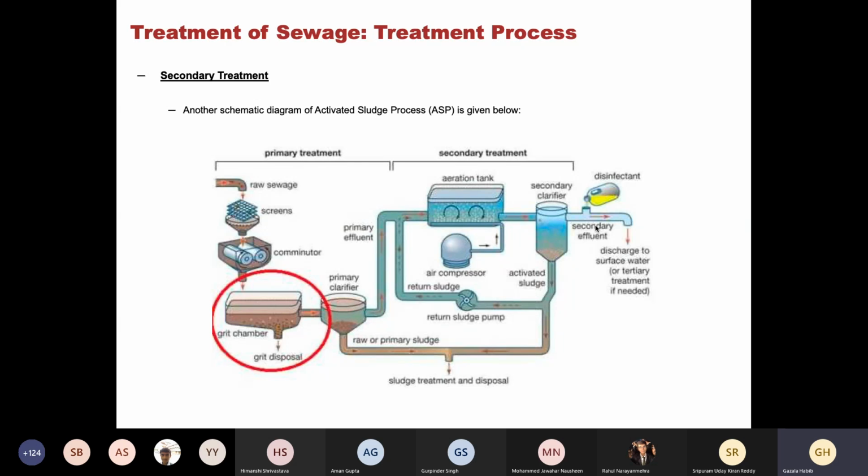The air is supplied in the aeration tank to increase the biological activity, because aerobic bacteria, which consume oxygen, are working there. And then finally from the secondary clarifier, the sewage can be either disposed of or taken for the tertiary treatment. And the sludge will either go to the digester for further reduction of water in the sludge, or it can be disposed of.